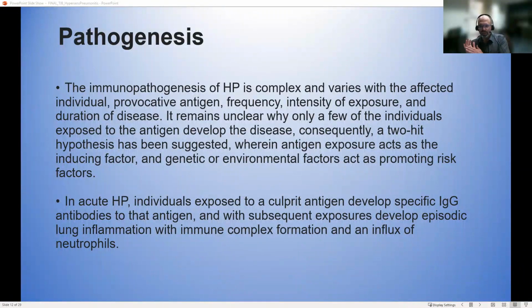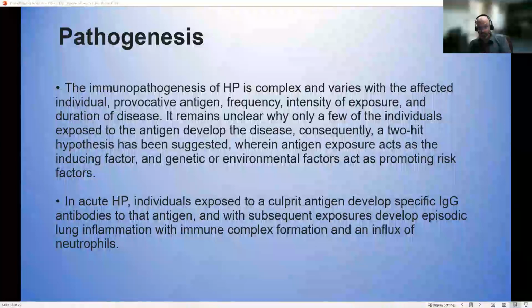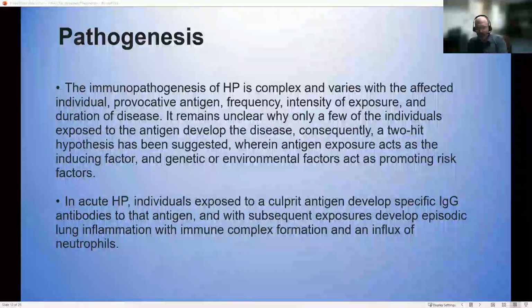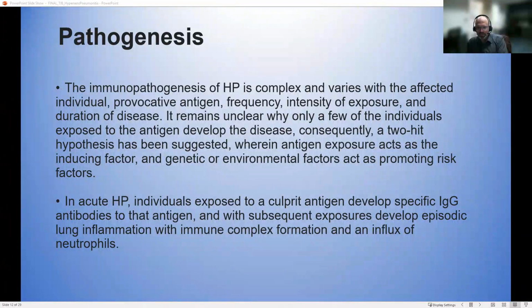The immune pathogenesis of HP is complex and varies with the affected individual, antigen frequency and intensity, as well as duration of disease. It remains unclear why only a few of the individuals exposed develop the disease. There's a two-hit hypothesis that's been suggested, where antigen exposure acts as the inducing factor and genetic or environmental factors act as a promoting risk factor.